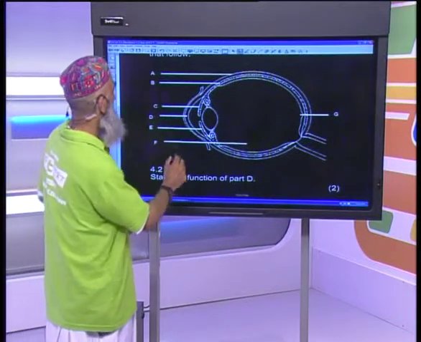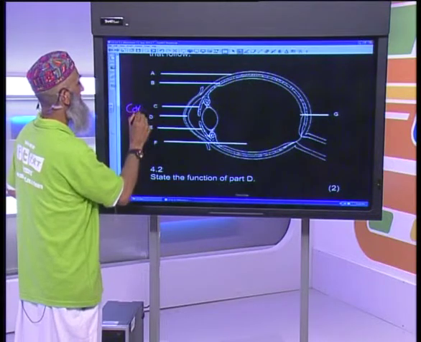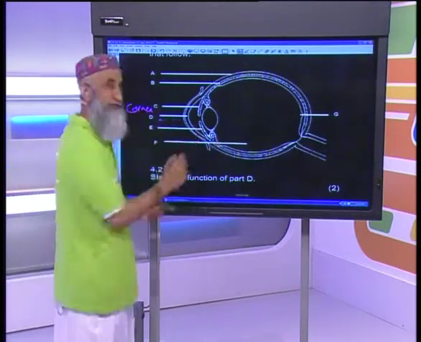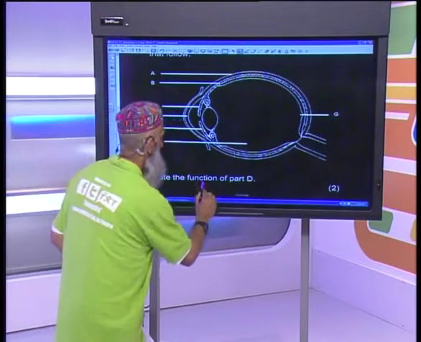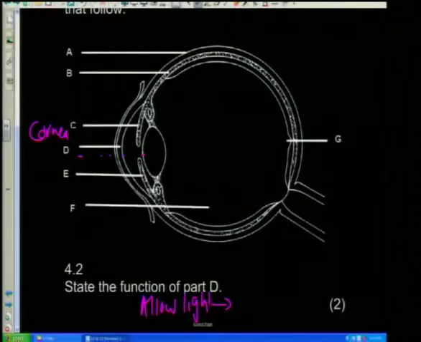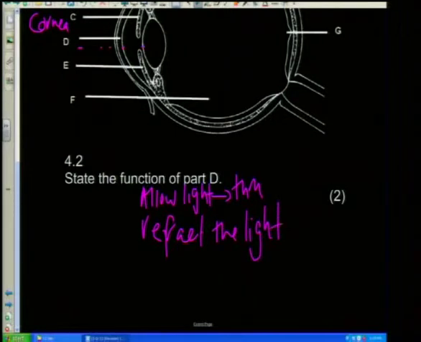State the function of part D. There's part D there, and that is the cornea. First and foremost, the cornea allows light to pass through. That's the first function. And notice that the cornea is curved. And anything that is curved is going to refract the light. In other words, it's going to bend the light rays.